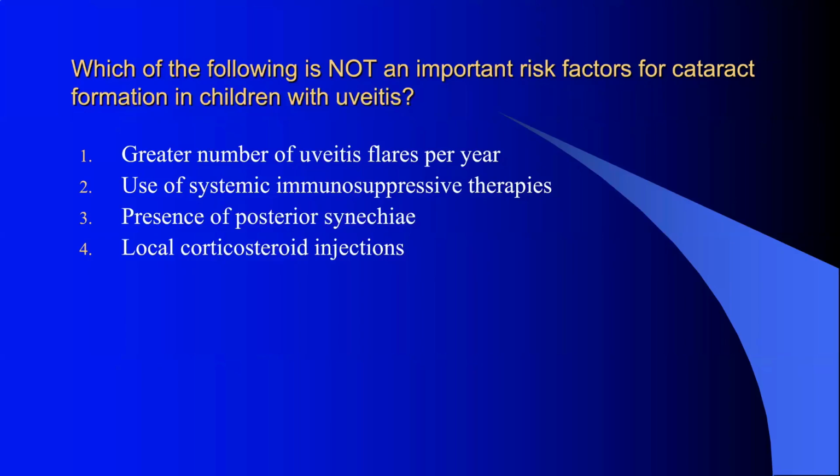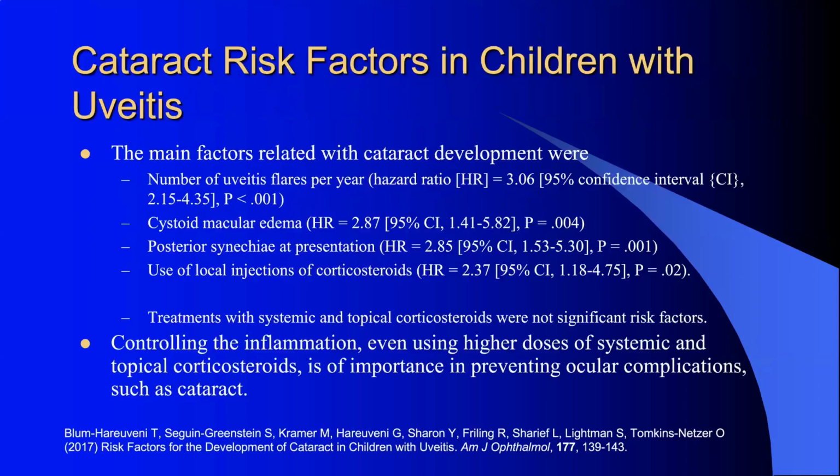That's right. Systemic immunosuppressive therapy is not a risk factor. In fact, it's probably protective because you're minimizing corticosteroids. Everything else, if they've got a lot of flares, if they're getting steroids, if they've got significant anatomic complications of disease like posterior synechia, they're going to get cataracts more frequently. We know that because of a very important study that was done.